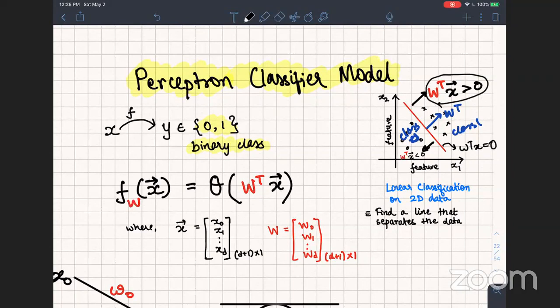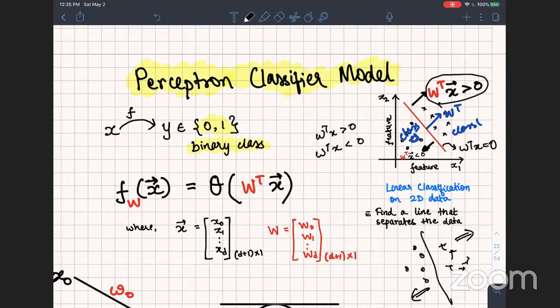And if it happens to be on the left-hand side of this line, then all of these points would have the same sign, which is either W transpose X is positive or W transpose X is negative, right? That means all these points, if it is perfectly classifiable. So in this case, you have this line, and all these points on the left-hand side share the same sign, which is negative. On the right-hand side, they share the same sign, which is positive.